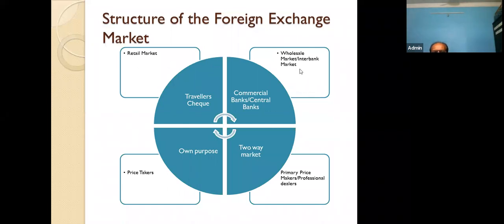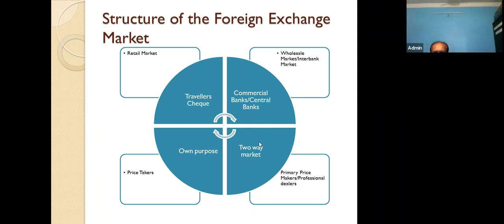In the wholesale market, mostly big financial institutions, commercial banks and central banks participate. In India, our central bank is the Reserve Bank of India. They are the main players in the wholesale or interbank market. Commercial banks like HDFC and ICICI are also major players. Suppose a foreigner would like to invest in India, or an Indian would like to invest in the form of ADRs and GDRs, American Depository Receipts and Global Depository Receipts. Such ADRs and GDRs are examples of the wholesale or interbank market. Please remember this.